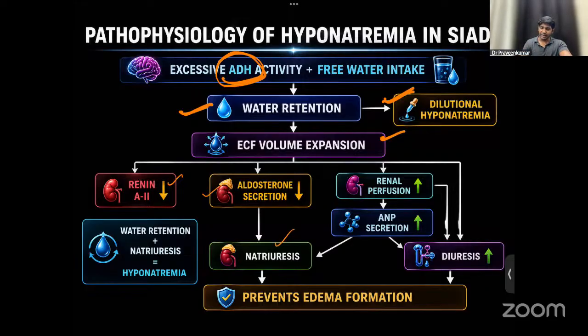Okay, and whenever there is increased renal perfusion or increased ECF volume, it increases the ANP level, atrial natriuretic peptide level. This ANP again causes natriuresis. Okay, so because of this, even though there is water retention, there is natriuresis also which occurs. Because of that, there is prevention of edema formation. So that's the reason why, even though there is increased water retention to some extent, we still don't get edema. That's all. Understood? If it is okay, we'll go to the next part.